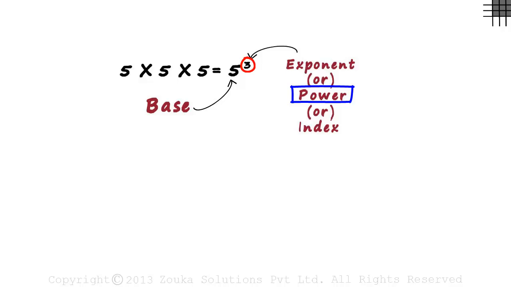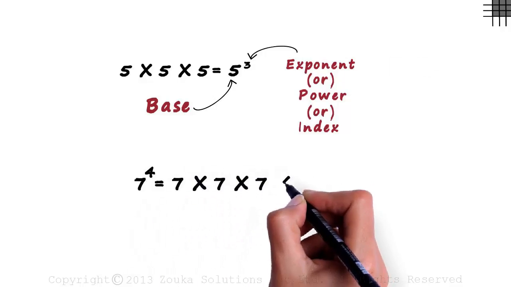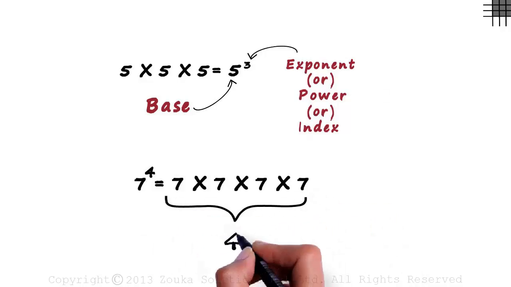Let's try and understand how it works the other way around. What if we are given the exponent form, like 7 raised to 4? It's simple. We write it as 7 multiplied by 7 multiplied by 7 multiplied by 7. We just write 7 4 times.